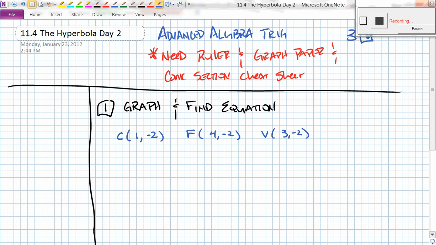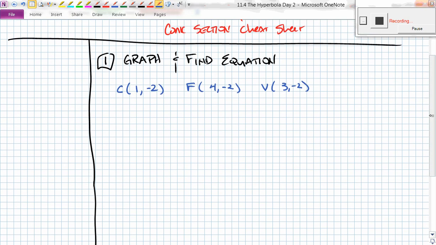We need to put that information onto a graph and then come up with the actual graph itself and then find the equation. So just like before, I would recommend starting out by putting everything that you possibly know onto the graph so you can get yourself going.